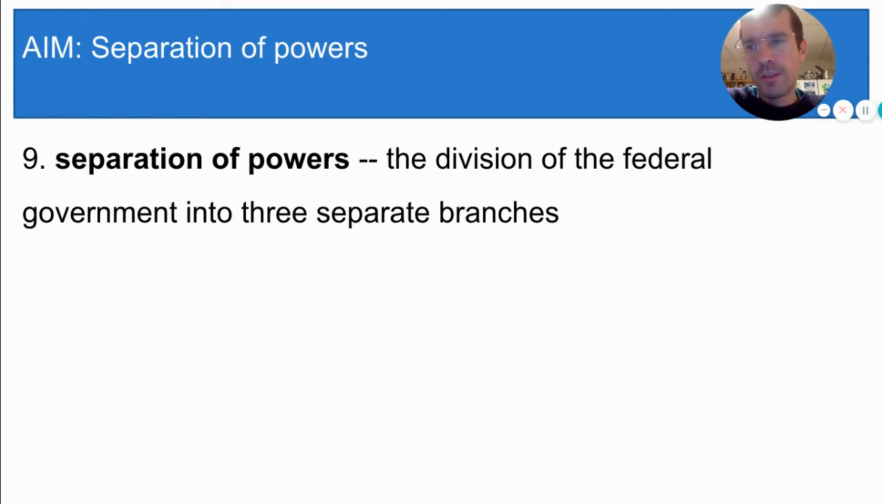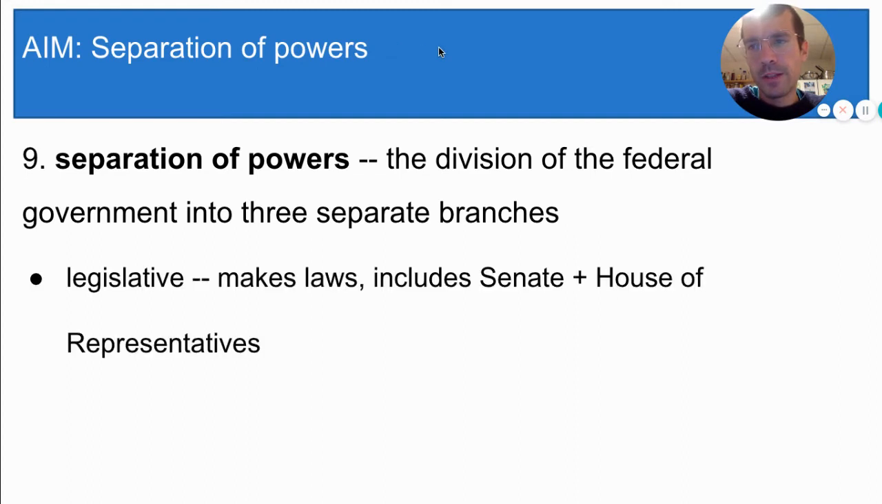I want to emphasize that when we talk about separation of powers, we are only referring to the federal government. Everything you learned in the last lesson about state governments, you can ignore. Today we are only focusing on the federal government. Now let's take a look at each of the 3 branches.